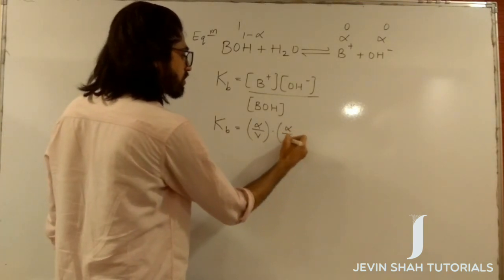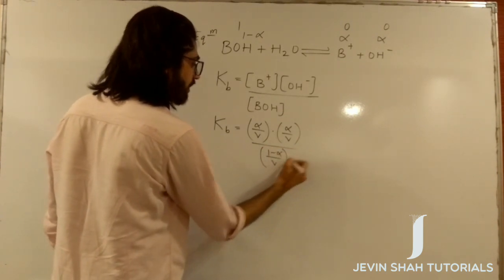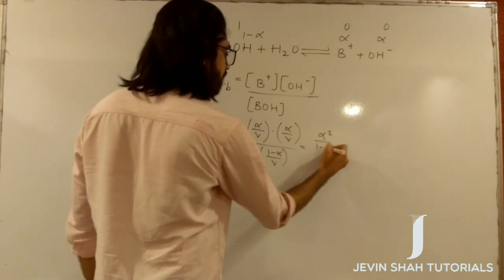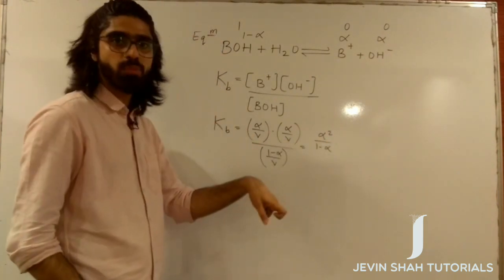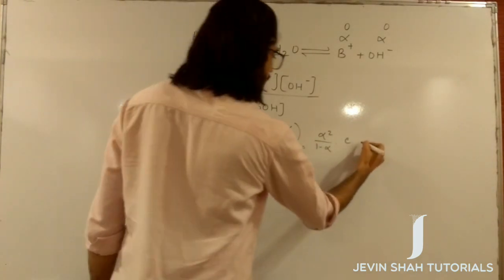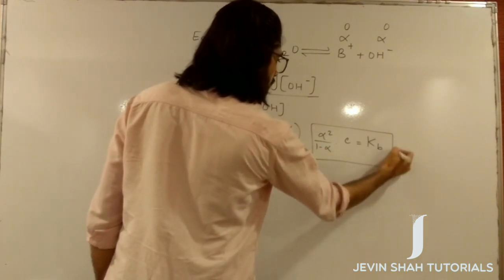For OH minus also the concentration is alpha by V, and for BOH it is 1 minus alpha the whole upon V. This becomes alpha square upon 1 minus alpha the whole into 1 upon V, and that 1 upon V can be written as C. So that is the value for Kb for a weak base.